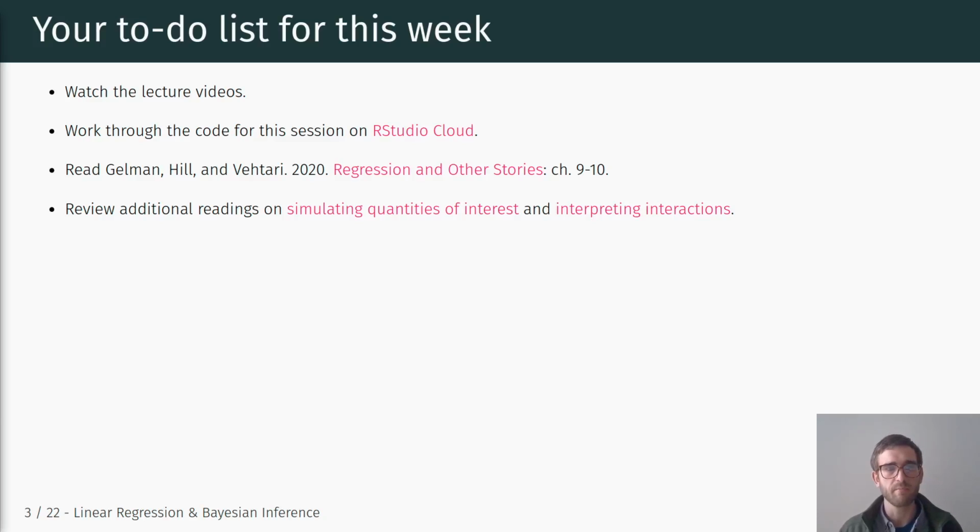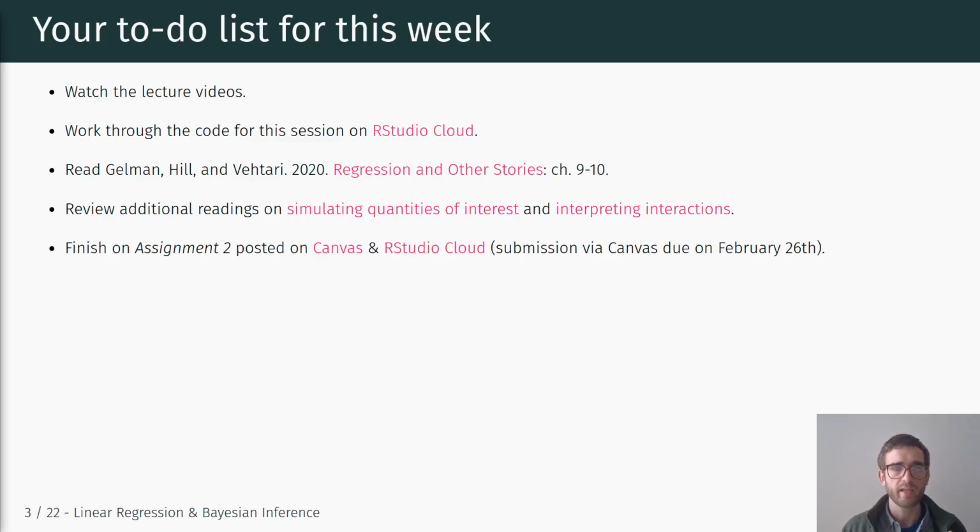I also included some additional readings on simulating quantities of interest and interpreting interactions, which use a similar argument regarding simulation to quantify uncertainty, but from a frequentist standpoint. And so I included those as optional readings that I really recommend you take a closer look at. And we can talk more about those in the Q&A session as well. Then, of course, you still have to work on assignment 2, which will be due on Friday, February 26th. So make sure to finish that assignment and submit it on Canvas before the due date.